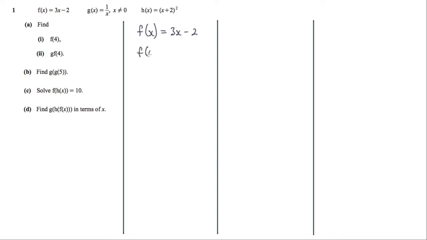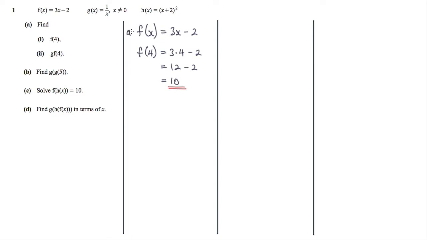So f of 4 is equal to 3. Replace the x by 4, so 3 times 4 minus 2, which is 12 minus 2, which is equal to 10. So final answer is 10.